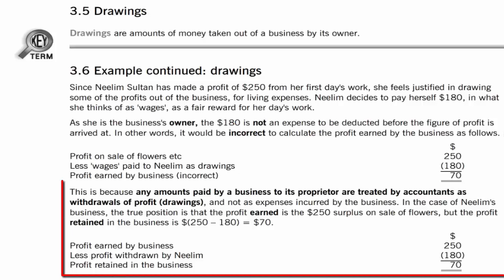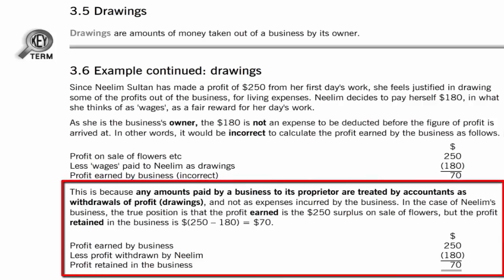Step 3. Correctly calculating profit with drawings. To show the correct way to handle this, we'll start by showing the business's total profit and then subtract Neelam's drawings separately to see what remains in the business. Here's how we would do it. Profit earned by the business, $250. Minus amount withdrawn by Neelam, drawings, $180. Profit retained in the business, $70.